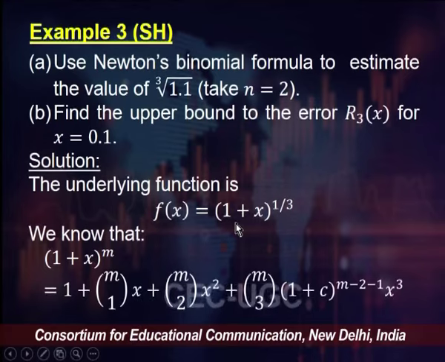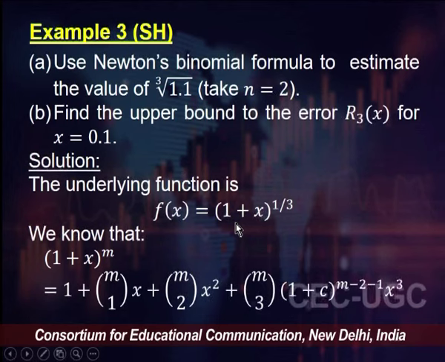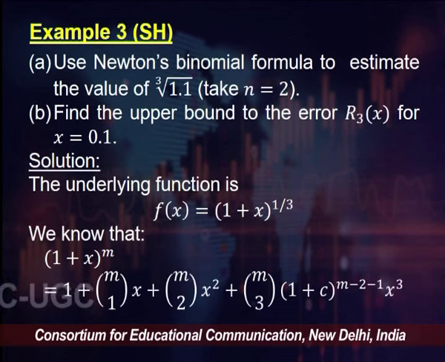So let's take an example to see how we can apply Newton's binomial formula. Use Newton's binomial formula to estimate the value of the cube root of 1.1, and here the question is asking you to take n equal to 2. Also the question asks you to find the upper bound to the error. This is something you should get comfortable with because this is important.